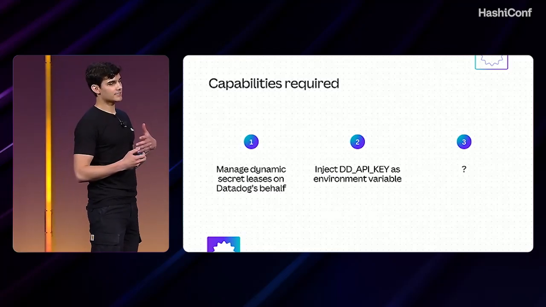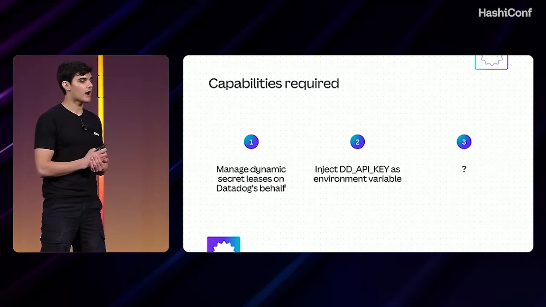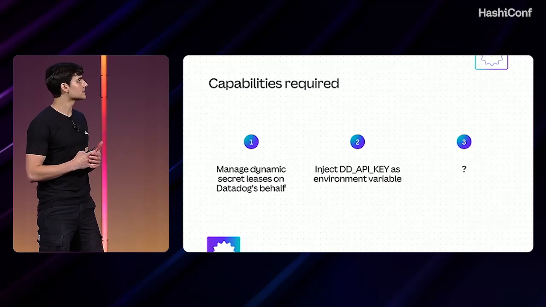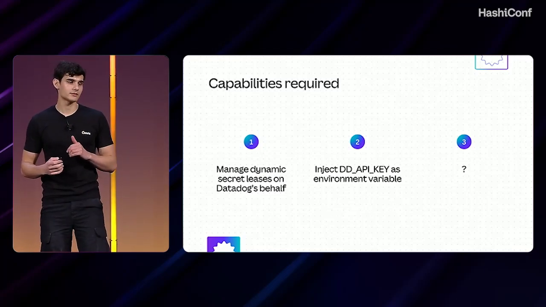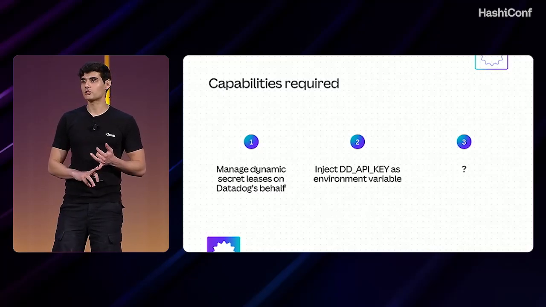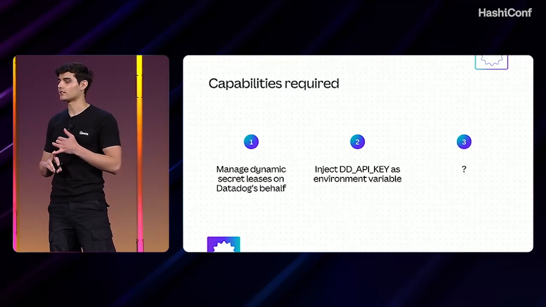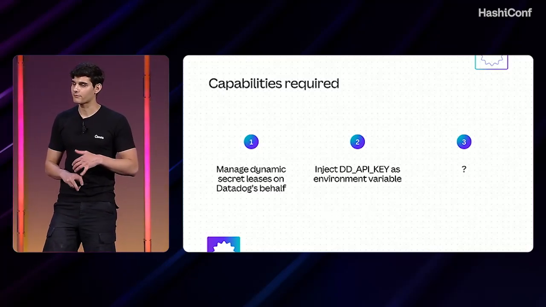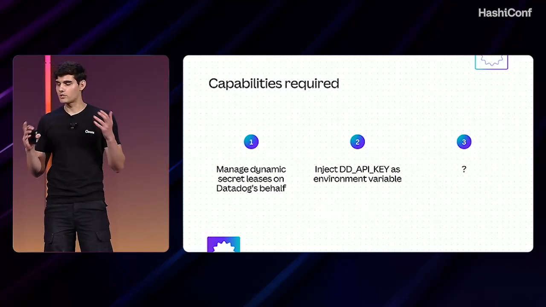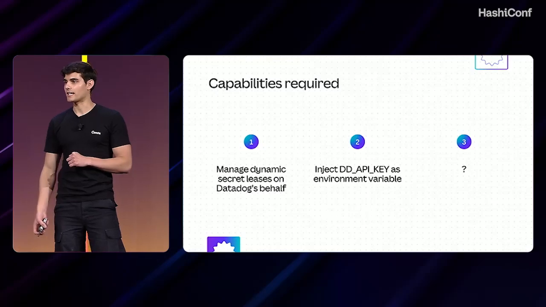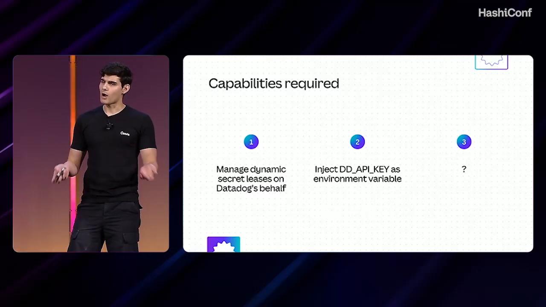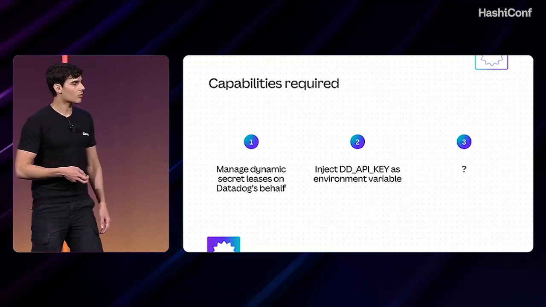Thinking about the capabilities these technologies needed to solve our problem, as Datadog isn't Vault aware, we immediately knew we had 2 requirements. Firstly, the ability to transparently manage dynamic secret leases on Datadog's behalf. And secondly, the ability to inject the dynamic secret as the DD_API_KEY environment variable. However, were there any other requirements?